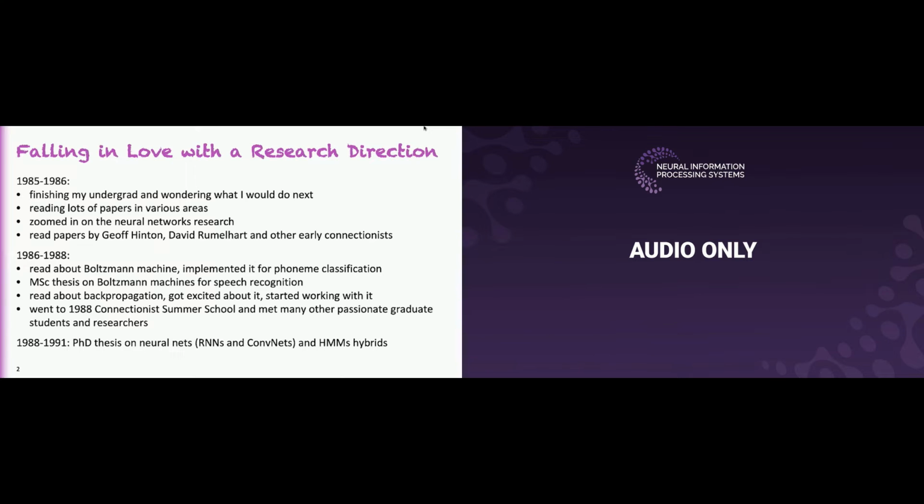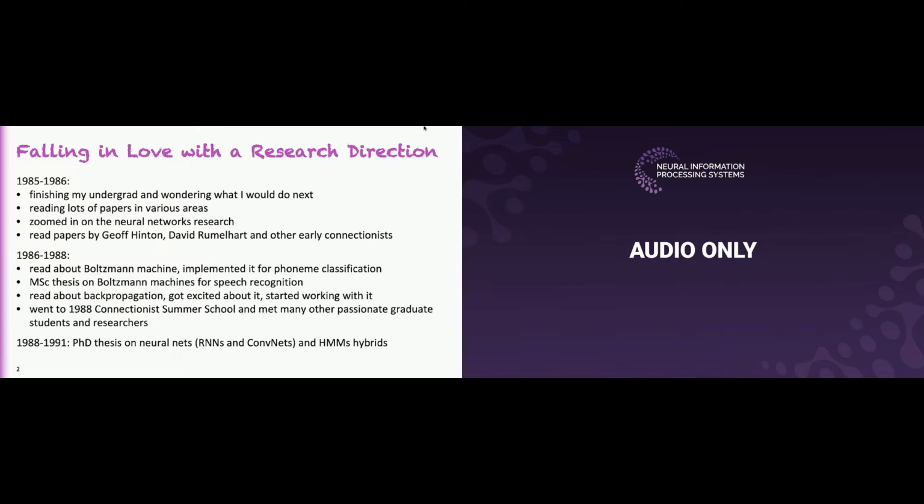starting in '88. One of the important things there is that in '88, I went to the Connectionist Summer School, where there were probably a couple of hundred grad students. I met many other people sharing my passion. And that really meant something important in terms of motivation, being part of this, at this time, very, very small community. But of course, as you know, that grew over the later decades.